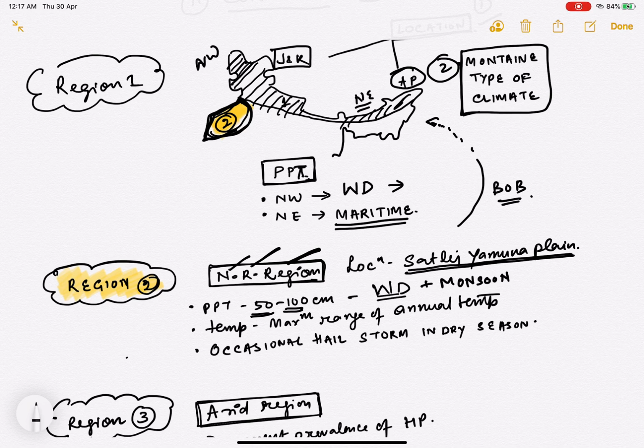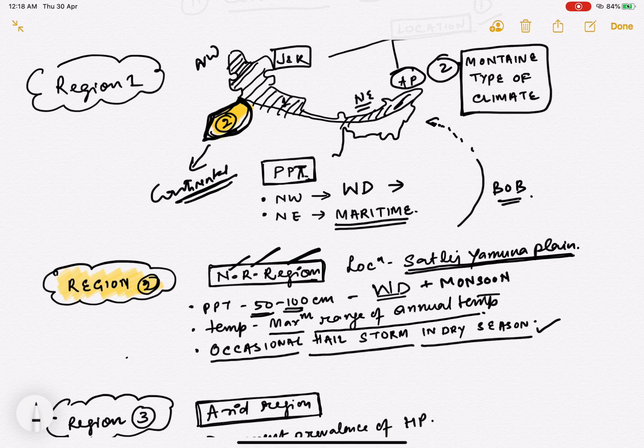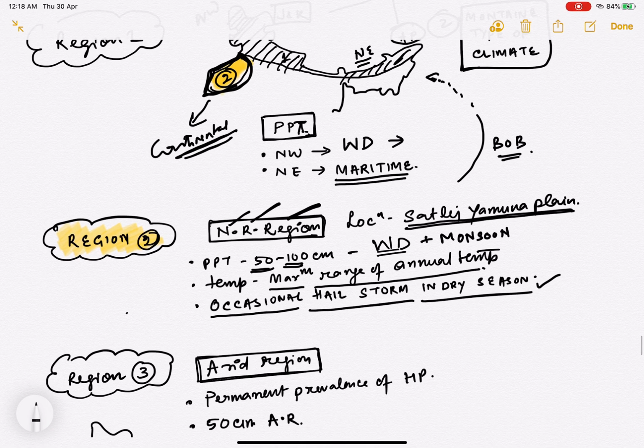Next, the temperature. As you can see, this particular region is highly continental. Hence, this region has the maximum range of annual temperature. However, there is an occasional hailstorm in the dry season. This is one of the exceptional things over here. And this hailstorm damages the crops in both Punjab and Haryana. I hope you understand that the Satluj Yamuna plains include Punjab and Haryana.